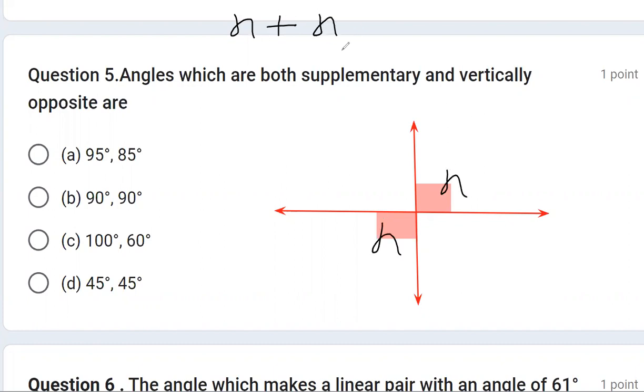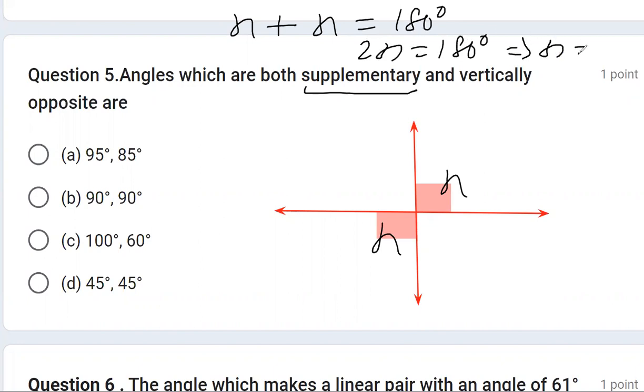As we know that their sum is 180 degree, right? Supplementary means their sum is 180 degree. So that means 2 times x is equal to 180 degree, or this implies x will be 180 by 2, that is 90 degree. So in this case, this is the correct answer.